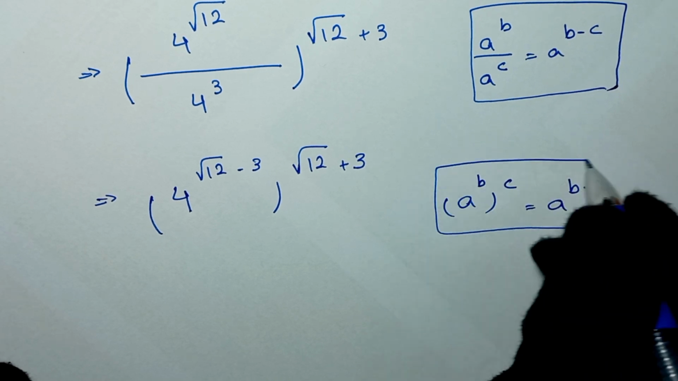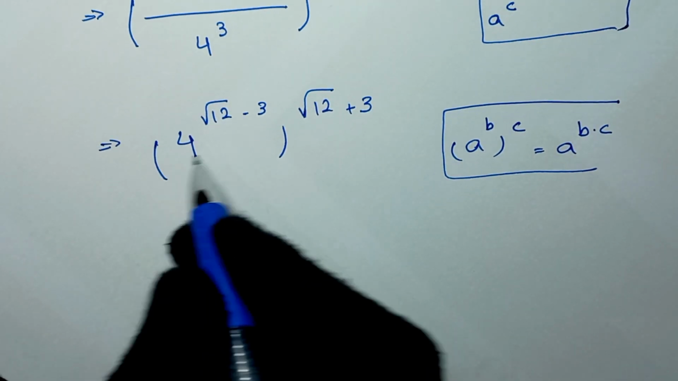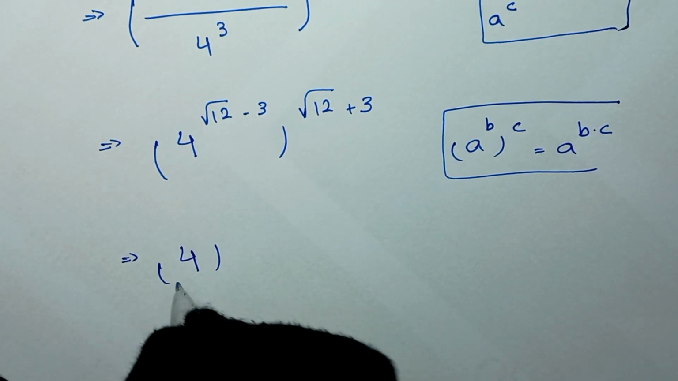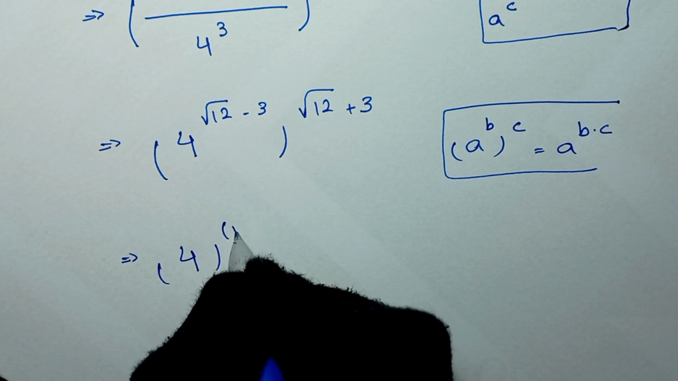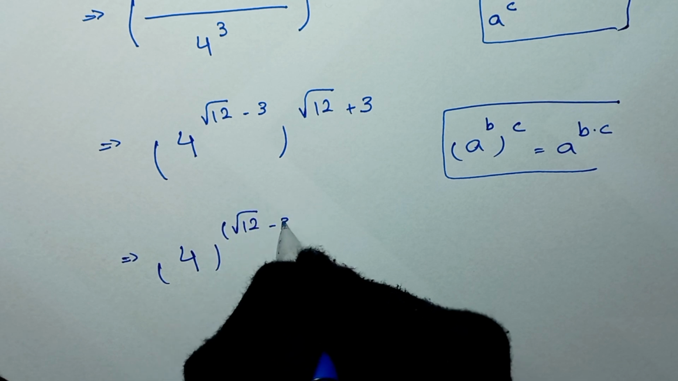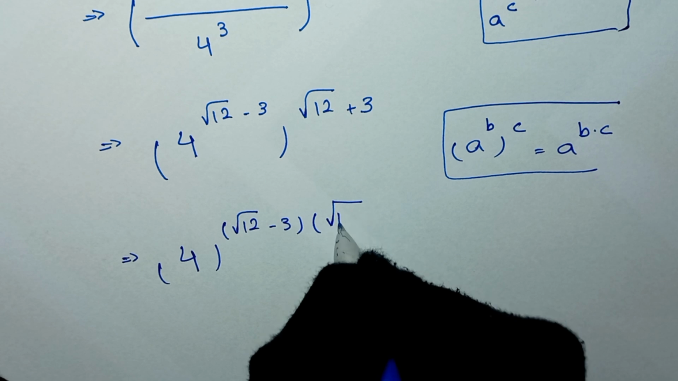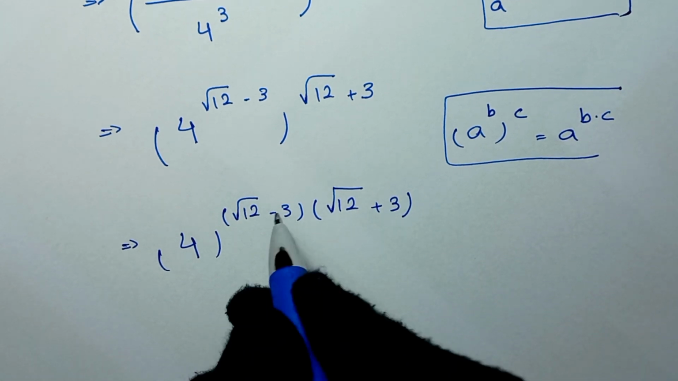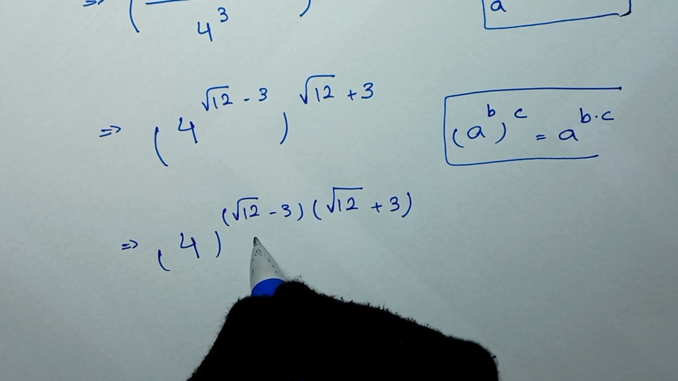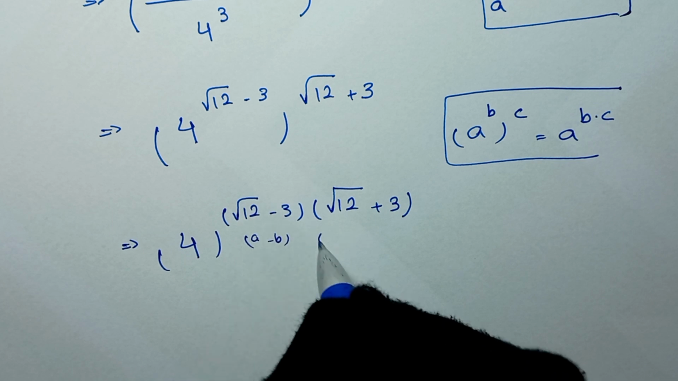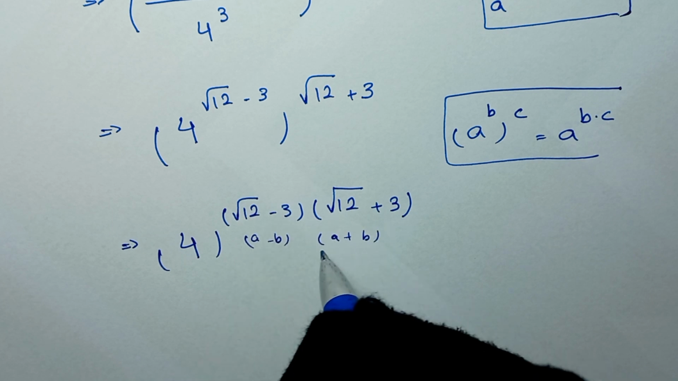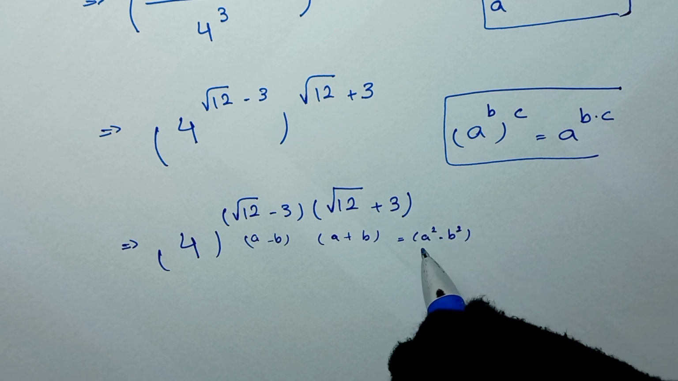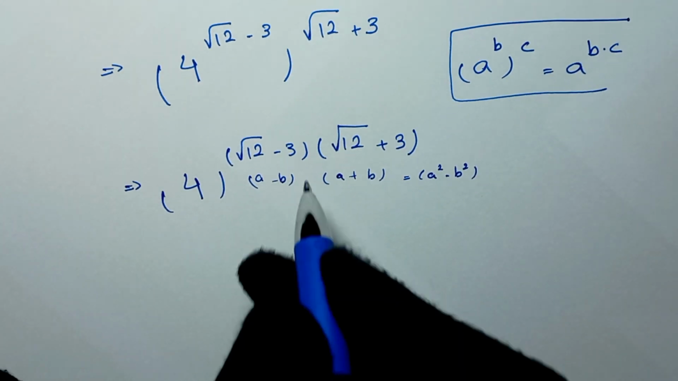So, in here, we can write this as 4 to power of square root of 12 minus 3 times square root of 12 plus 3. And this is in the form of a minus b times a plus b, right? And this is equal to a square minus b square. So, in here, we can write this.